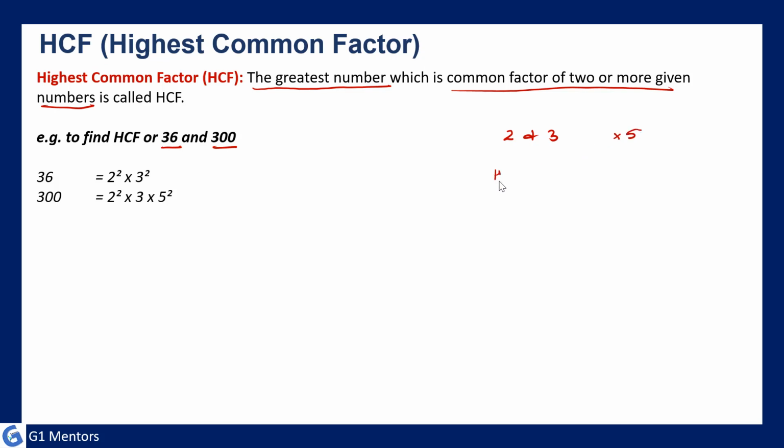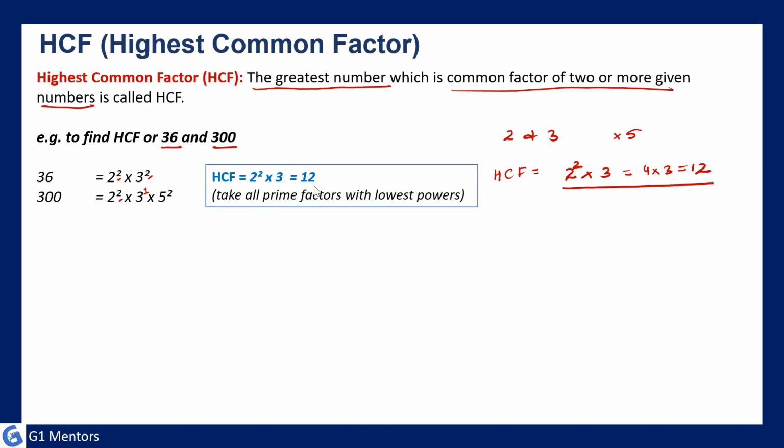So to find the HCF, we find the lowest exponent of 2 out of the two numbers, which is 2. In both the numbers, it is 2 only. And of 3, the lowest exponent here is 2 and here it is 1. So the HCF is equal to 4 into 3, which is equal to 12. So this is a way to find an HCF. So HCF here is 12. What you need to do is take all prime factors with lowest powers to calculate the HCF.